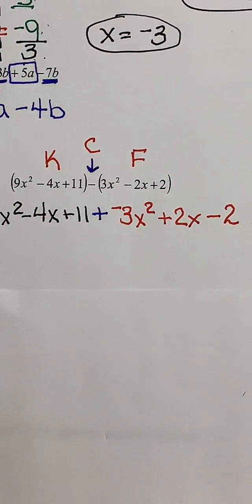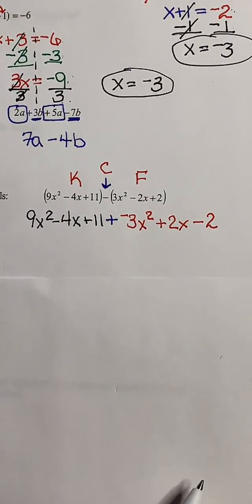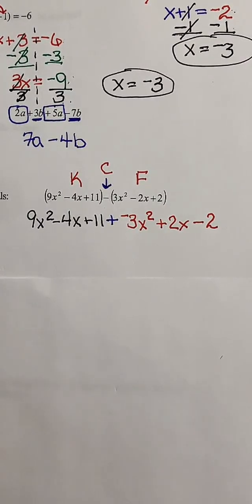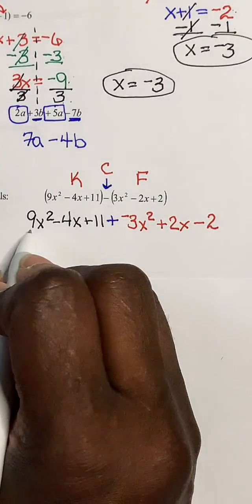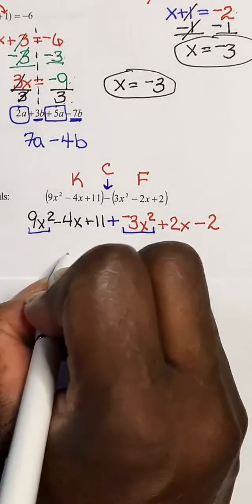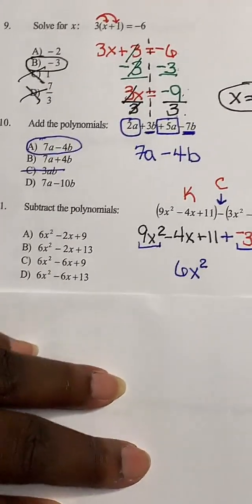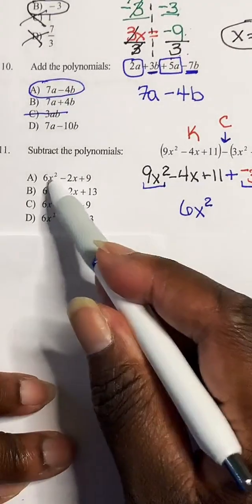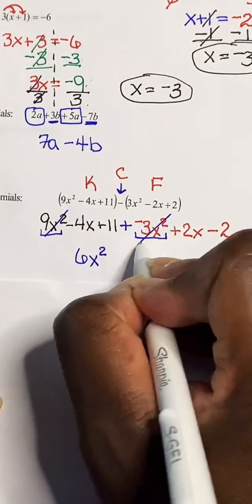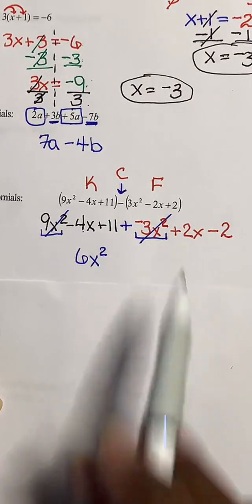So instead of a positive 3x squared, it's a negative 3x squared. Instead of a negative 2x, it's a positive 2x. And instead of a positive 2, it's a negative 2. The reason why we do this is to make sure that you guys understand what sign is supposed to go with which number. So like I said, you do awesome with your 9x squared with your negative 3x squared, which gives us our 6x squared.